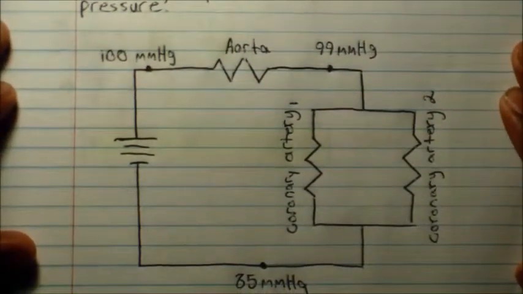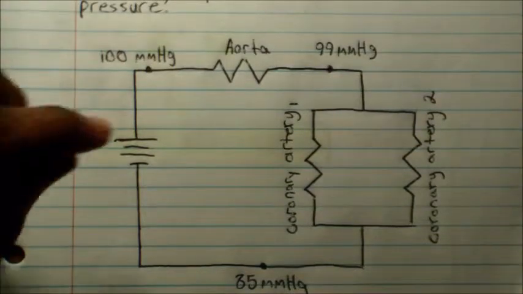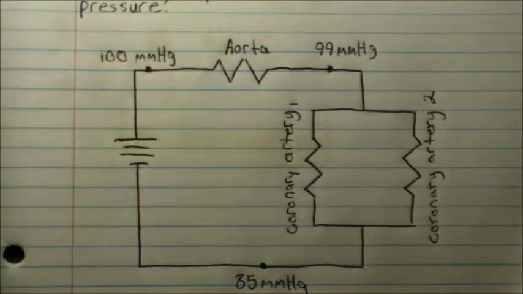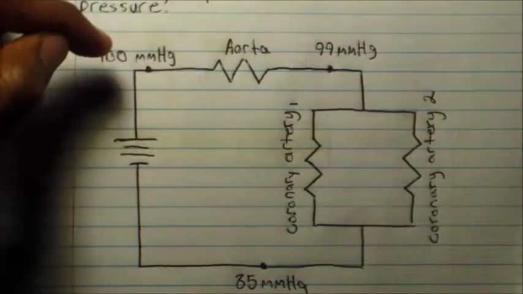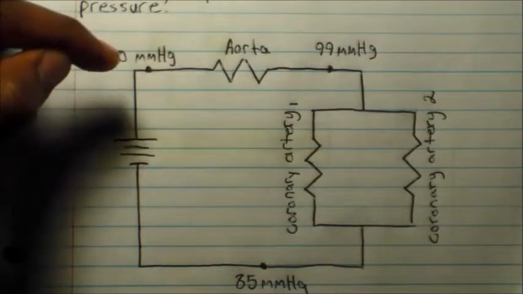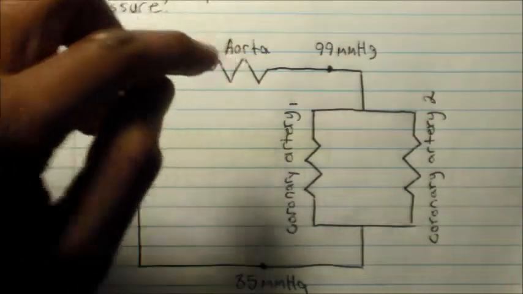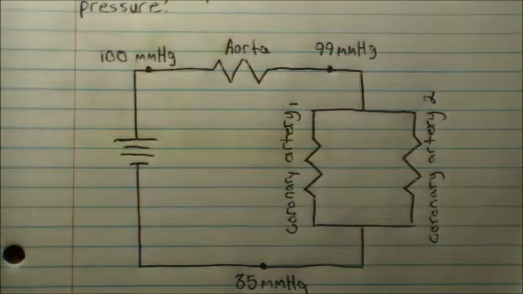As you can see, it's a circuit pretty much, with the battery representing the heart. Coming out of the heart, there's a pressure of 100 millimeters mercury going into the aorta. Coming out of the aorta, the pressure drop is 99 millimeters mercury. And after the coronary arteries, which are split up into two parallel circuits, you have a pressure of 85 millimeters mercury.